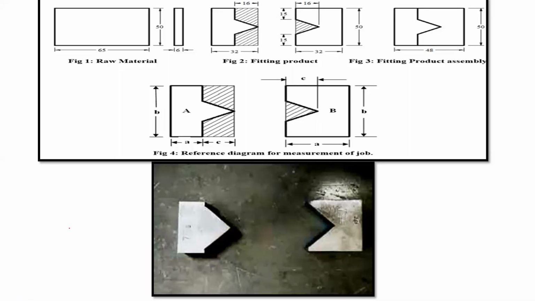Okay. So when you start this fitting operation, first is raw material. Okay. So you will be given the MS sheet. MS means mild steel. Okay, and you have to cut this into proper dimensions. Okay, so here some dimensions are given. So this is the fitting product. So with this dimension, we have to cut both metal pieces.